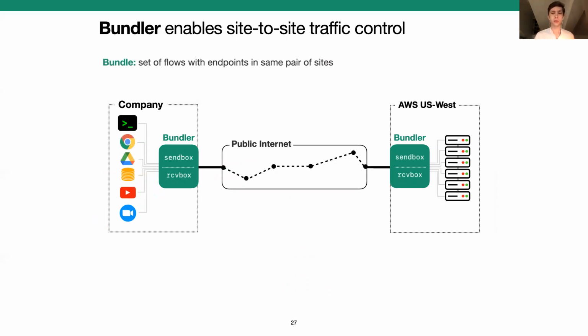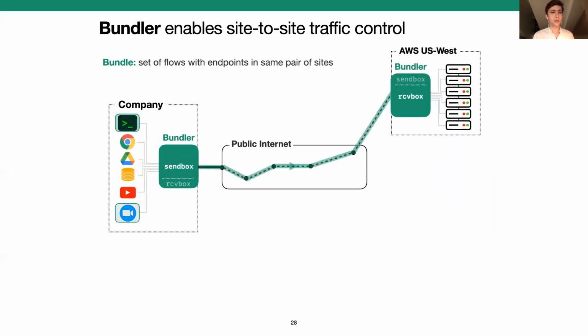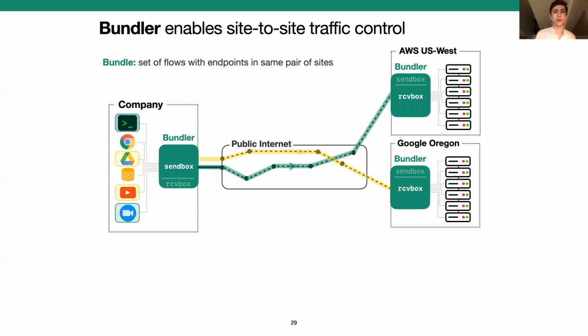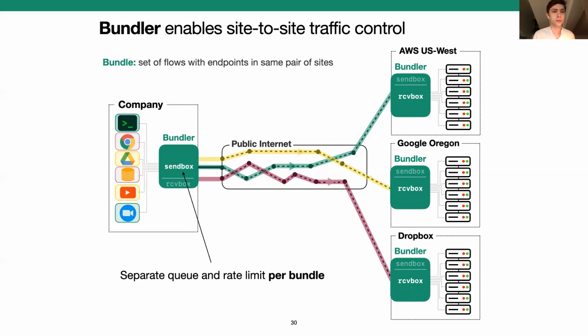There's a sendbox that observes all of a site's egress traffic, and then a receivebox that observes all of its ingress traffic. Now, the sendbox groups egress traffic by its destination site, and it treats all flows going to the same destination as a single aggregate stream of packets, which we call a bundle. Now, the set of traffic going to this Amazon data center we've been looking at so far would be one example of a bundle, but then we might have another bundle for all of our traffic going to a Google data center, and then one for our Dropbox data center, and so on.